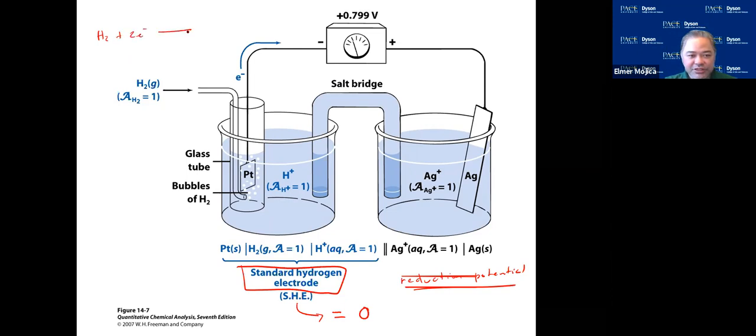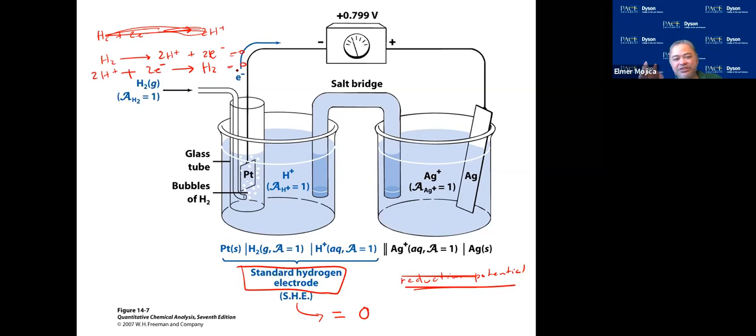H2 plus 2 electrons will give you 2H plus. No, I think that's not how it is. It should be H2 gives 2H plus, that gives you 2 electrons. Or if you're going to do it, you can have it like this. So both of them can have a value of 0. Whether you reverse the reaction or they are in the reduction form, the value that they have is 0. So it's easier for the other metal that is being measured with it to get its reduction potential.